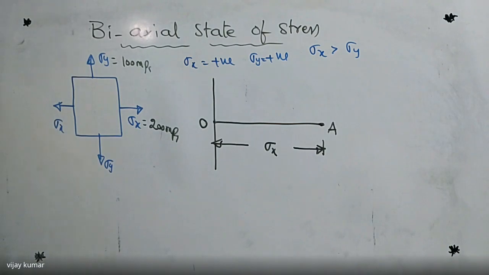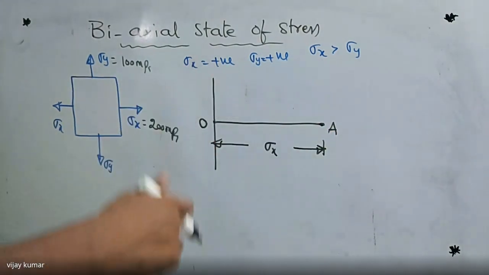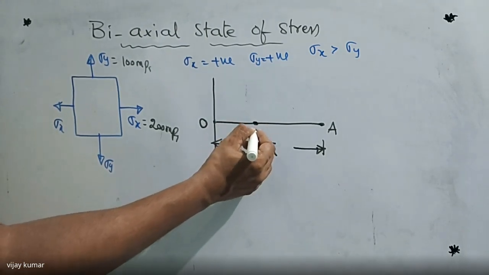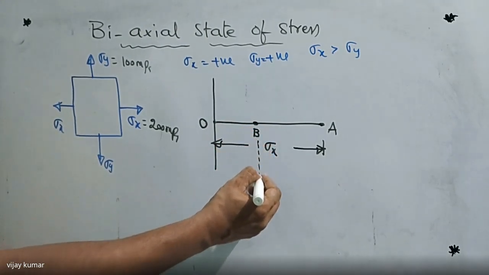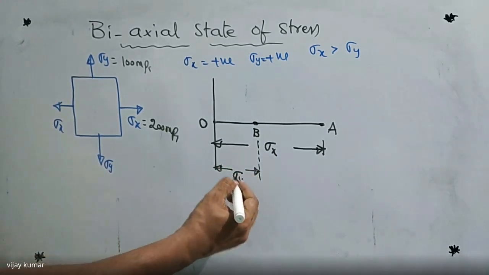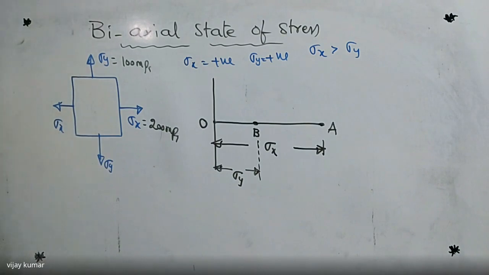And now I'm going to take sigma y. Sigma y is less than sigma x, so I'm going to mark up to this point, which is nothing but point B. Up to this one is nothing but sigma y. So the two points are here.